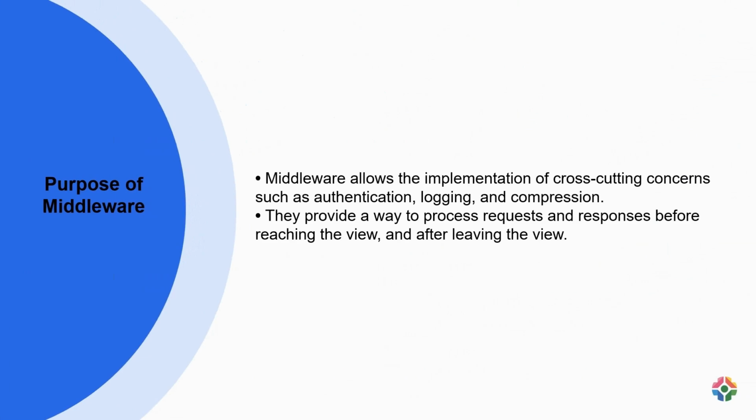Middleware in software development enables the handling of cross-cutting concerns like authentication, logging, and compression. By intercepting requests and responses both before reaching and after leaving the view, middleware offers a structured approach to manage such functionalities. For instance, authentication middleware can verify user credentials before accessing a protected resource, while logging middleware can record information about incoming requests for auditing or debugging purposes. This systematic implementation of middleware is crucial for enhancing the security, reliability, and efficiency of web applications and APIs.